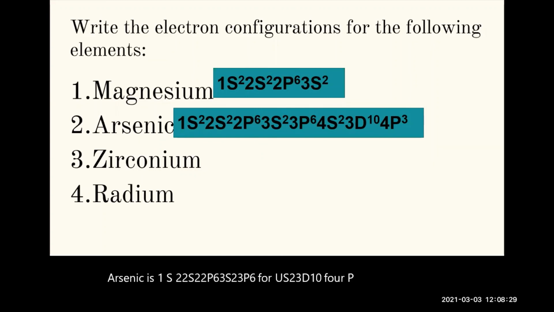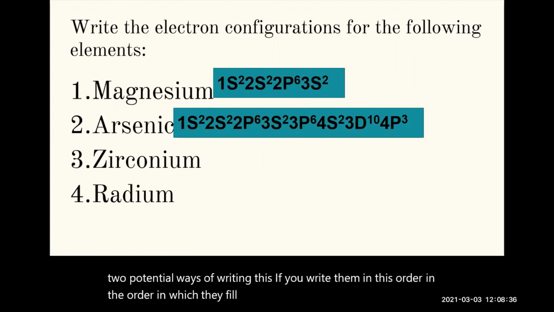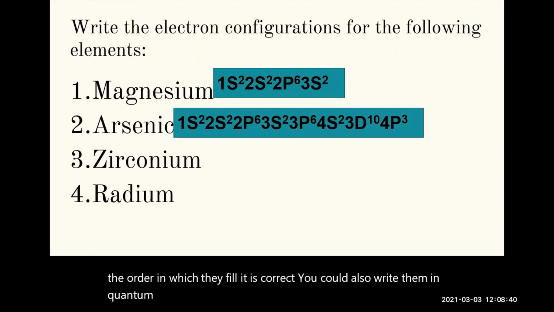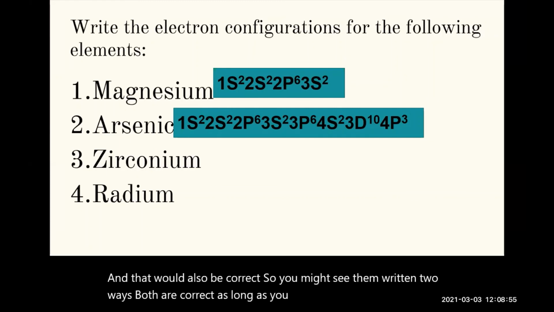Now, there are two potential ways of writing this. If you write them in this order, in the order in which they fill, it is correct. You could also write them in quantum level order, which would be 1s2, 2s2, 2p6, 3s2, 3p6, 3d10, 4s2, and 4p3, and that would also be correct. So you might see them written two ways. Both are correct as long as you have all the orbitals organized in the same order.